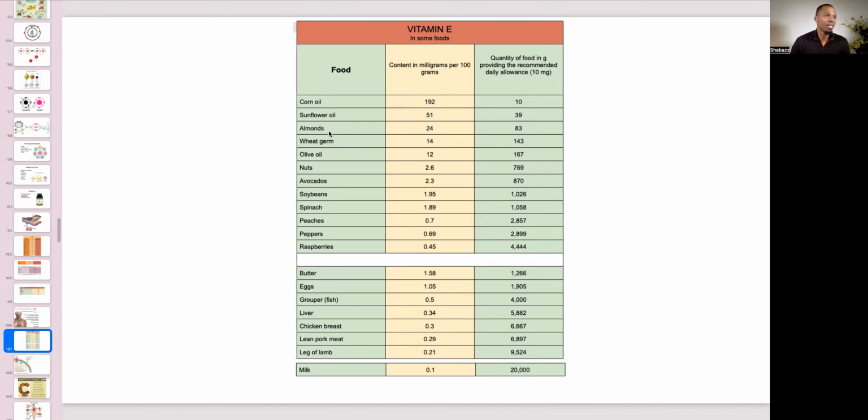So let's look at almonds. You have 100 grams of almonds. This is 1 cup of almonds. You're going to get 24 milligrams of vitamin E. Now, almonds are a wonderful source of vitamin E, but we definitely don't want to put in a cup. We're not eating a cup of almonds, okay? We're going to get a little bit of almonds, maybe a handful, but we're not going to get all of our vitamin E daily intake from almonds because that's too much almonds.